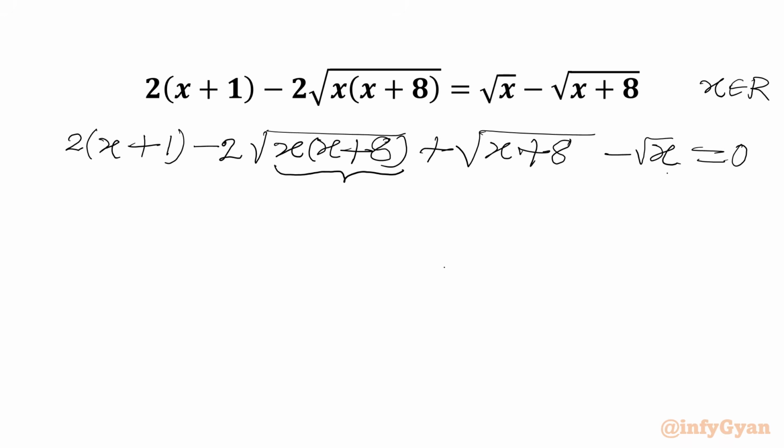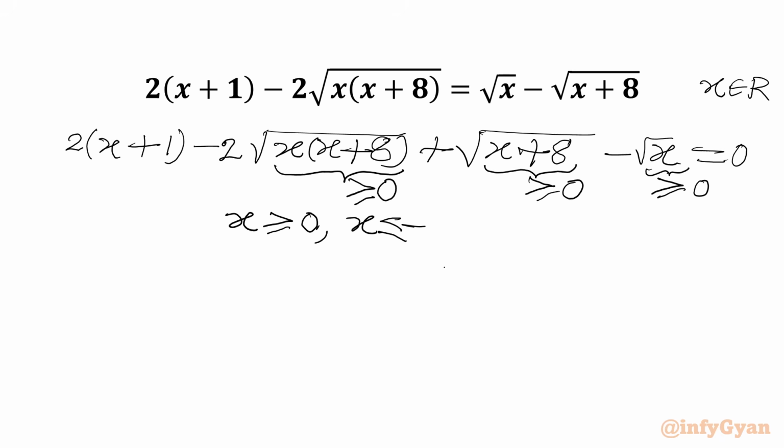Now we'll talk about the domain of the equation. So our radicands must be non-negative. x plus 8 must be non-negative, and x must be non-negative. So we'll write the conditions. x should be greater than or equal to 0, and x plus 8 should be greater than or equal to 0. From here we'll get x greater than or equal to minus 8, and from the other we'll get x greater than or equal to 0. We'll take the intersection of these conditions and we will get x greater than or equal to 0.